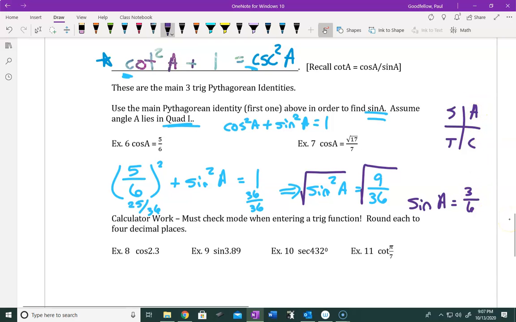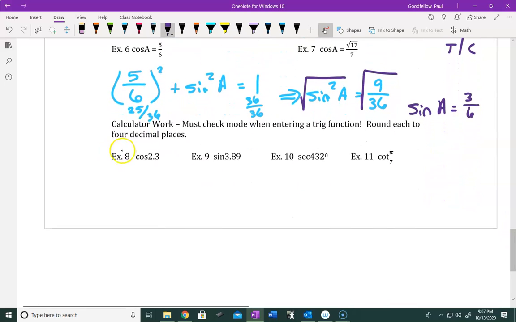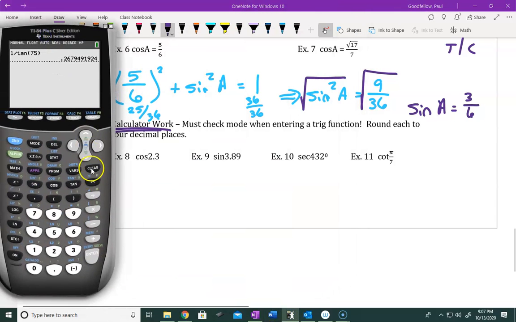Okay? Now, that would be exactly the same concept for this one. You'd square them and you'd work out the same exact idea. I don't need to do it twice. I think you got the idea. Now, calculator work-wise, we're going to talk about a little bit of calculator concepts too, and making sure that you stay in the correct mode.